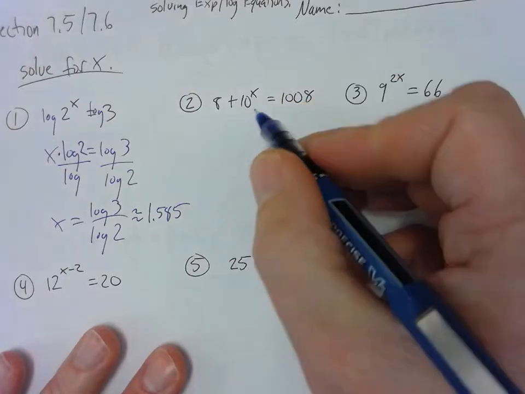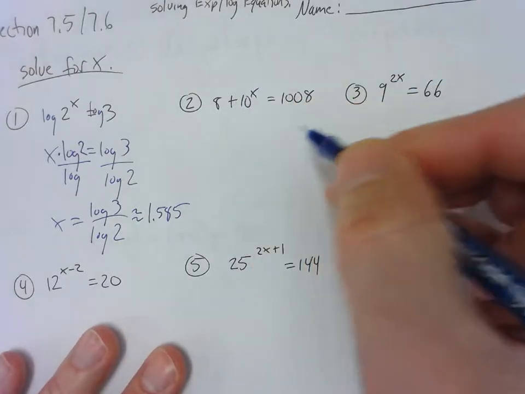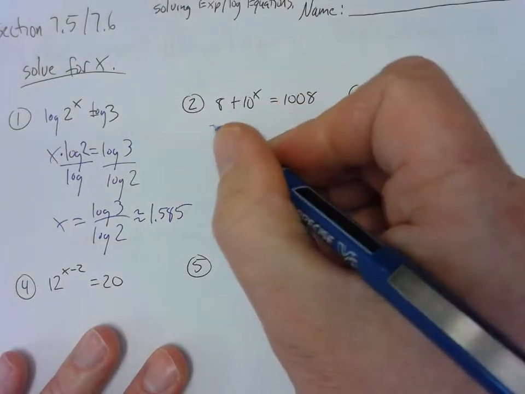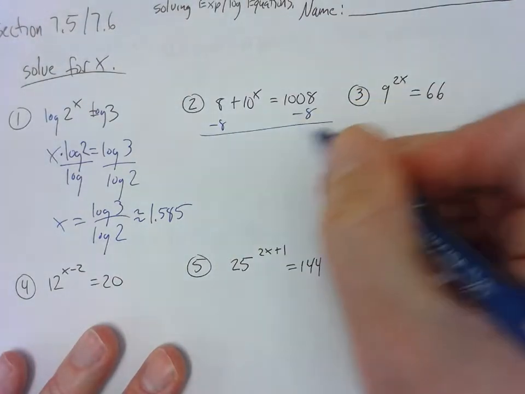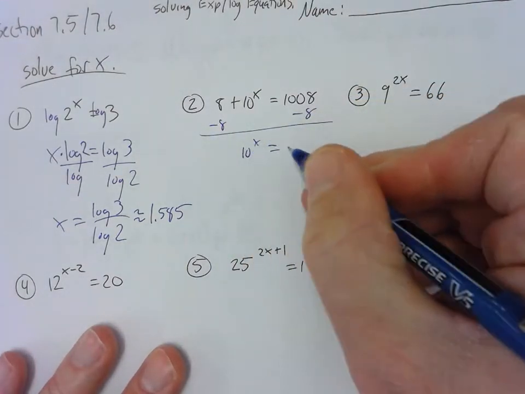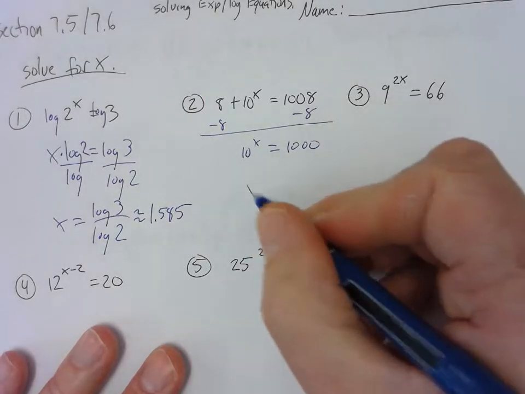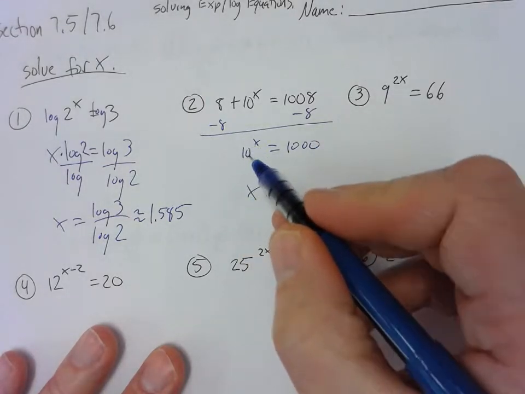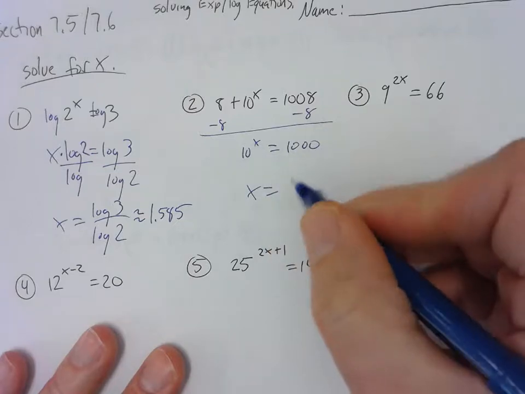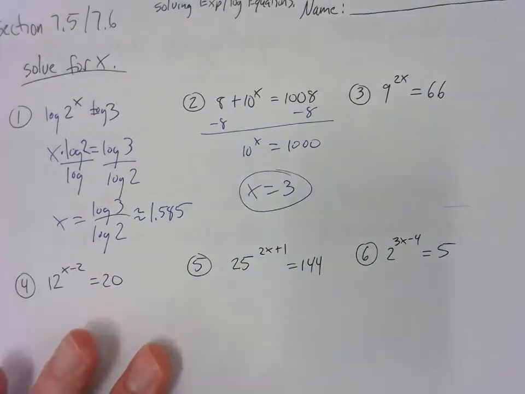The next one, we cannot take the log of each side. We are going to use some algebra first to isolate this exponent part. So I'm going to subtract 8 over, which gives me 10 to the x power is equal to 1,000. I don't really need to do anything fancy here except just think about it. 10 times 10 times 10. 3 tens multiplied together makes 1,000, so it's just 10 to the third power.